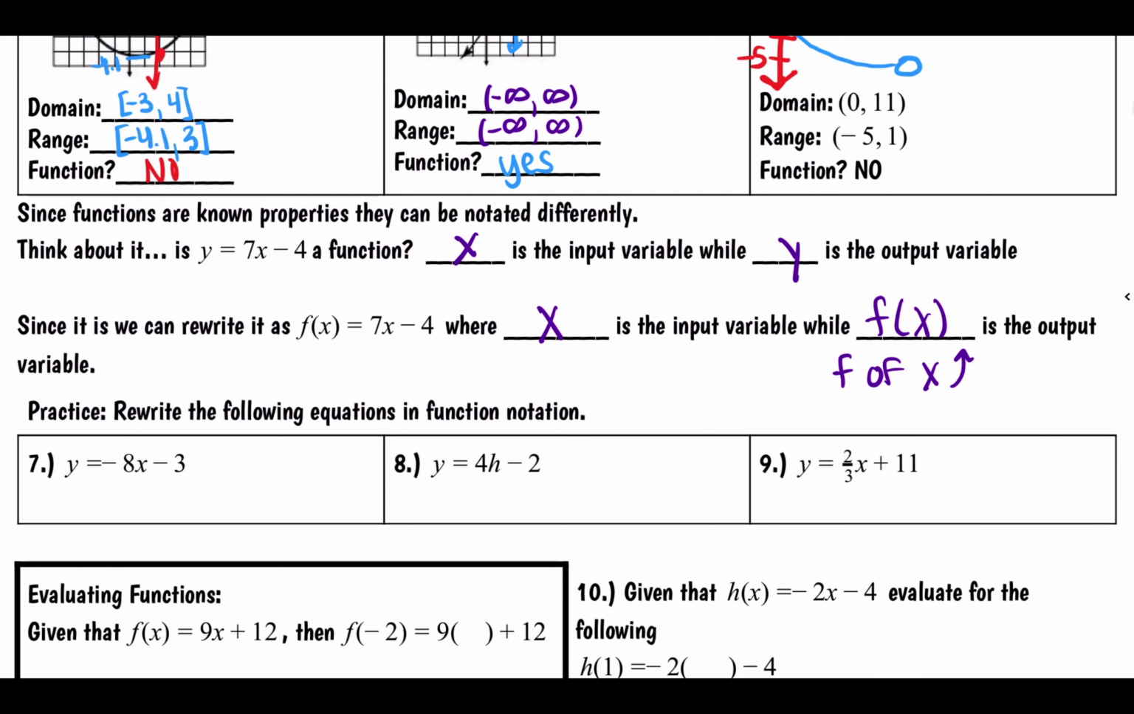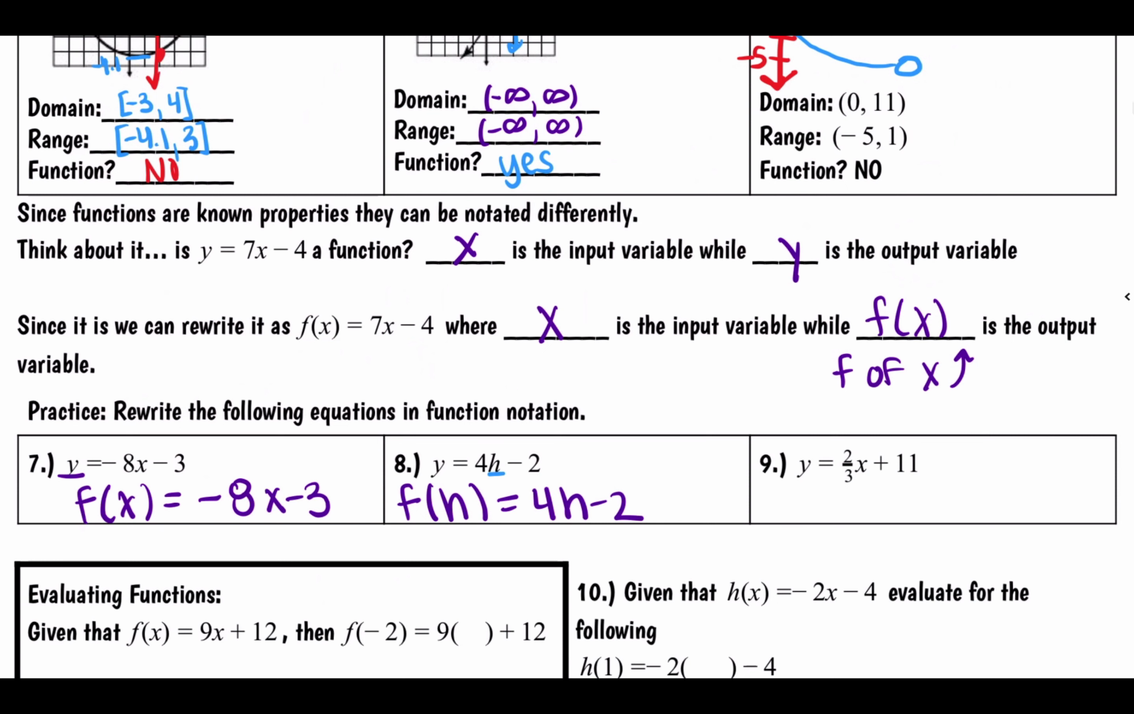We're going to practice rewriting the following equations in function notation. Instead of y, we're going to write f of x equals negative 8x minus 3. Our next one, we have y equals 4h minus 2. Instead of y, we can write it as f of, but look, we have h here, so we write f of h equals 4h minus 2. You always use whatever the input variable is. In this case, we had h, so we write f of h.